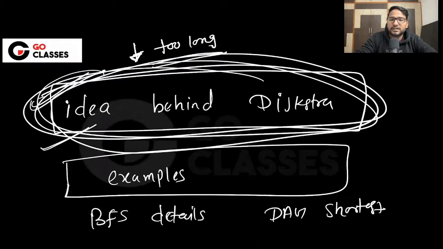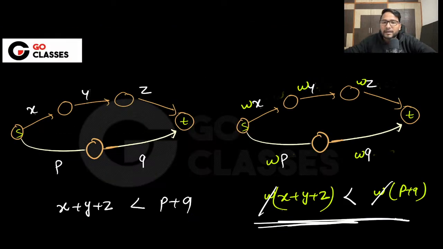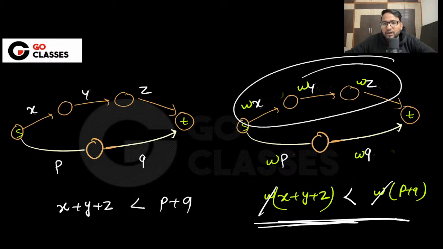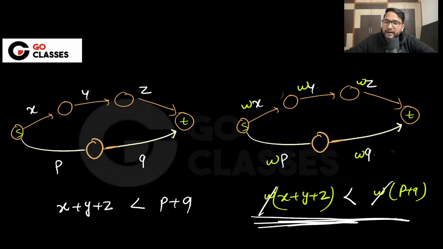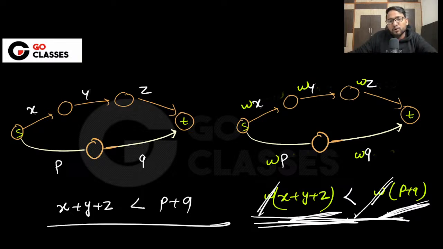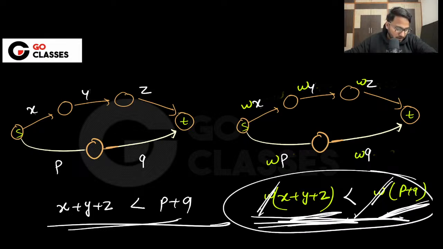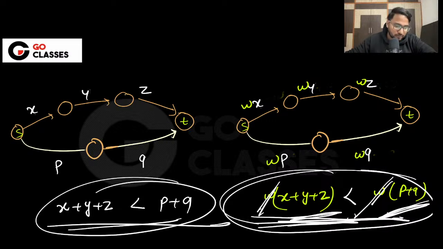In case of multiply, you are multiplying with everyone, right? So now you are comparing W into X plus Y plus Z, and you are comparing W into P plus Q. So essentially you are comparing just this. If earlier this relationship held, now also this relationship holds. If earlier this held, then now also this holds.